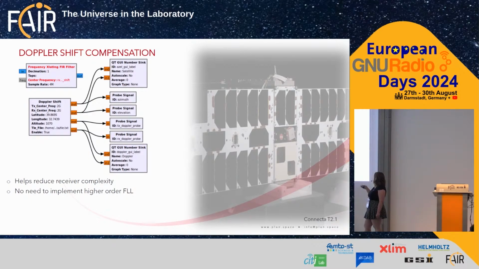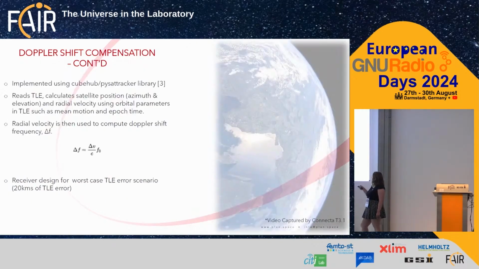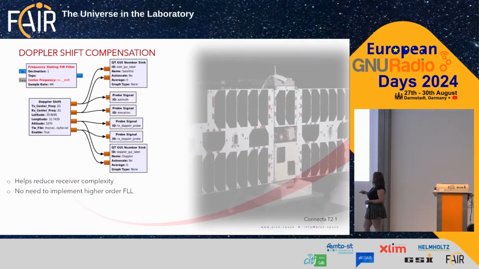What it does is that it makes use of this satellite tracker library, and it reads TLE data. TLE data is two-line element data, and it computes radial velocity. So using that radial velocity, you can easily calculate the Doppler shift that your satellite is subjected to. I calculated it here, probed those values, and put them into my channelizer FIR filter just to correct for it.